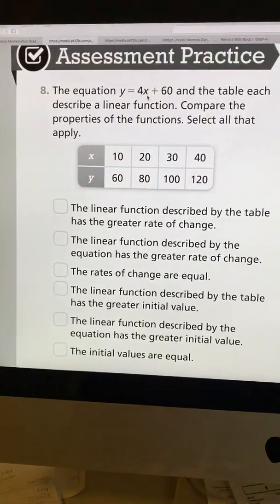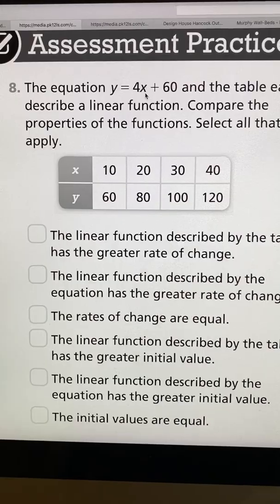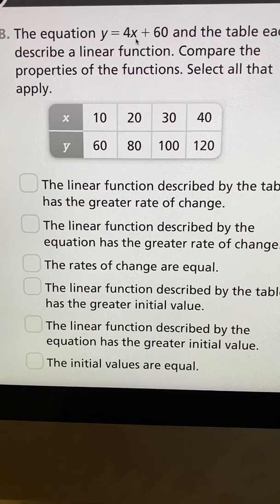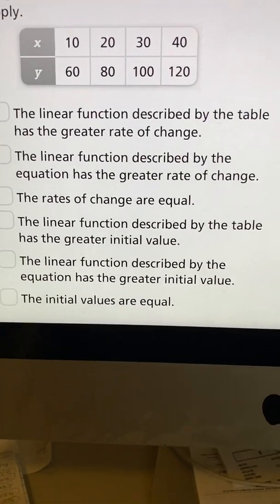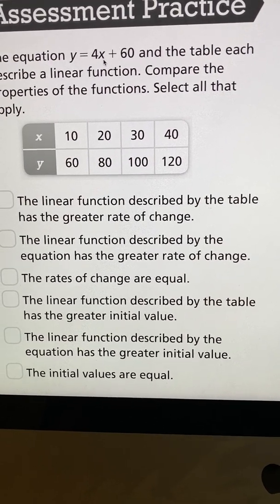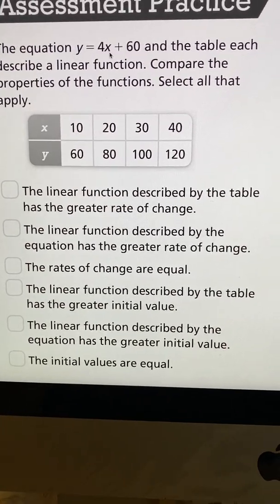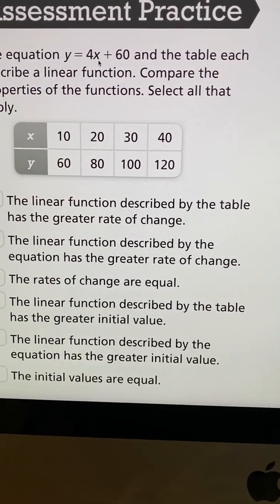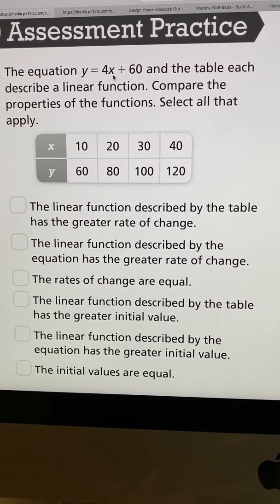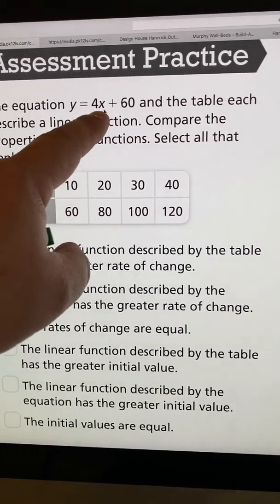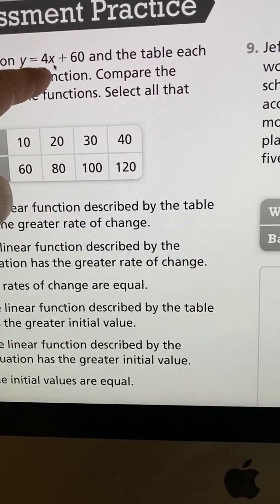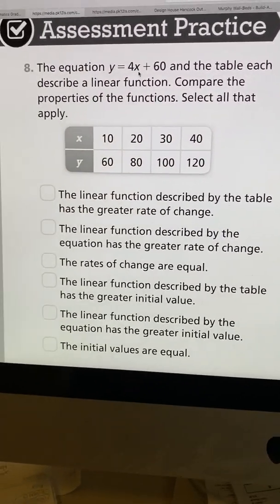Not really. The equation 4x plus 60 and the table each describe the linear function. Compare the properties of the function, select all that apply. Now, they give you the chart here, 10, 60, 20, 80, 30, 100, 40, 120. You can find the rate of change, make sure it's consistent. 80 minus 60 is 20. And, ooh, check that. This is interesting. Put the 10 in. 4 times 10 plus 60. Does that work? 4 times 10 is 40 plus 60 doesn't equal 60 in my book.